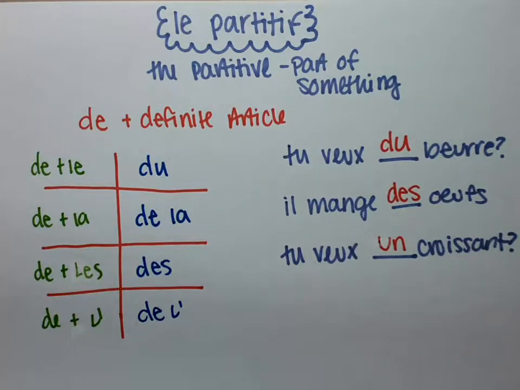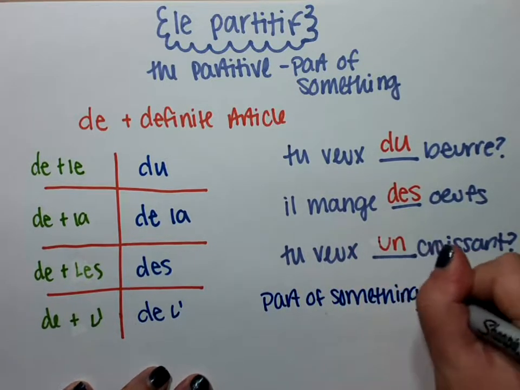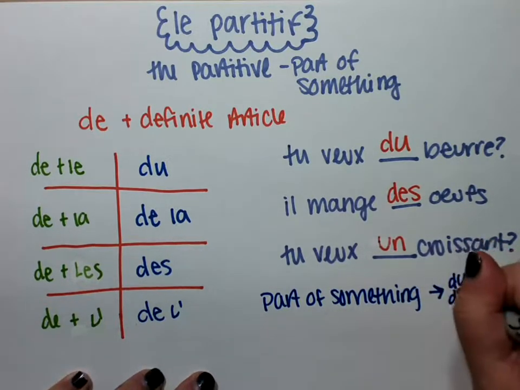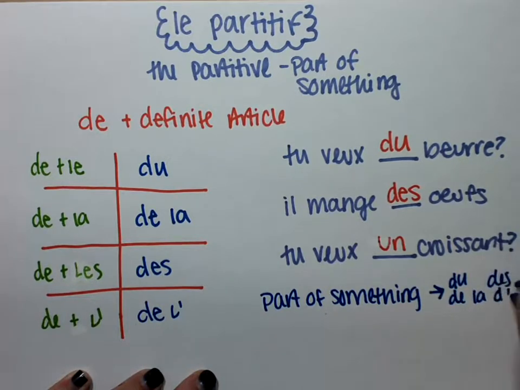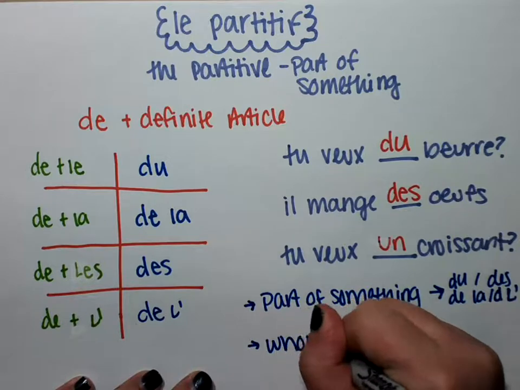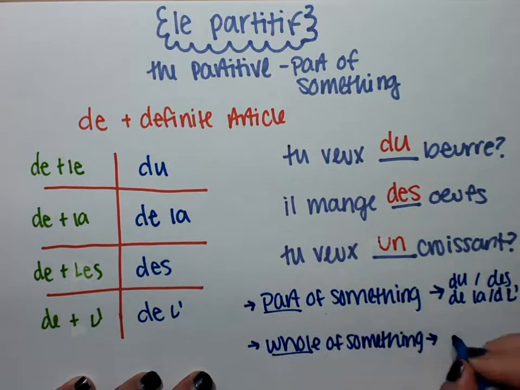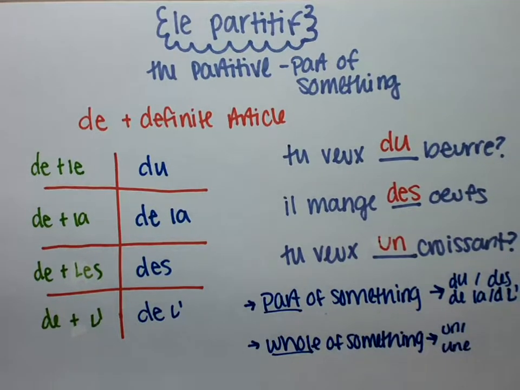So, real quick recap. I'm going to write this down here in the bottom right in a different color. If you want part of something, you're going to use the partitive: du, de la, des, or de l'apostrophe. So you're going to use one of those. If you are eating the whole of something, you're going to use un, une, etc. So if you're eating part of something, you're using du, de la, des, or de l'apostrophe. If you're eating the whole of something, then you're going to use un, or une if it's feminine.